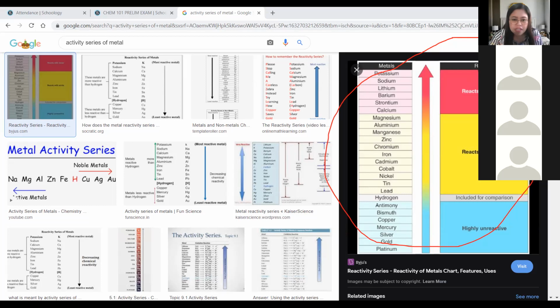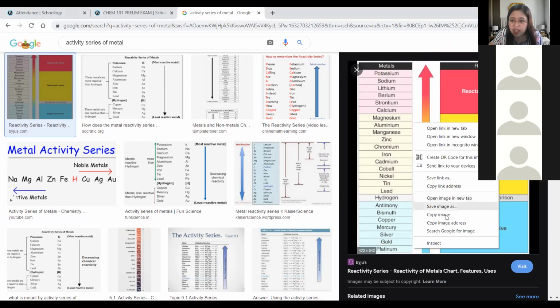Anong ibig sabihin niyan? Kapag sa single replacement, hindi pwedeng ma-replace ng element na nasa baba ang element na nasa taas. Okay? So always remember na before tayo magkaroon ng single replacement, dapat ang ipapalit mong metal ay mas reactive kaysa sa nasa original na substance natin.